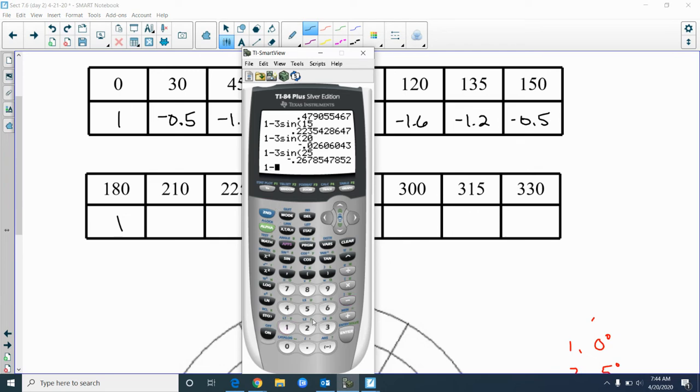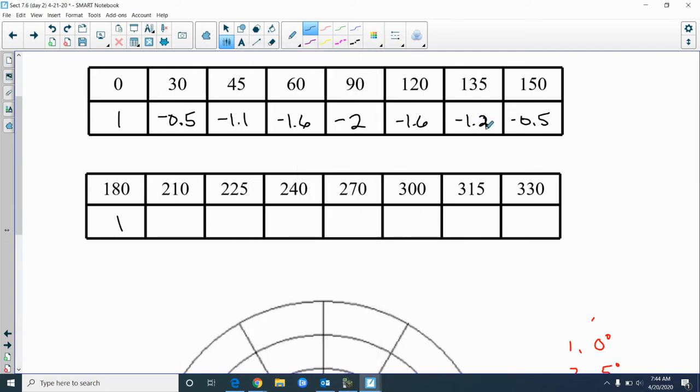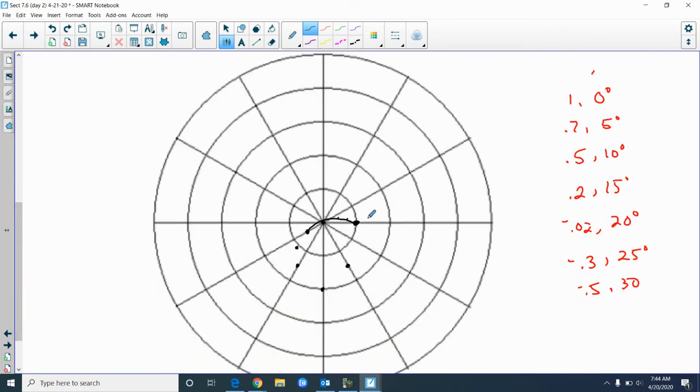1 minus 3 sine of 135. -1.1. Okay, I thought it had to be the same as the 45. And so that's right there. And then at 150, -0.5.